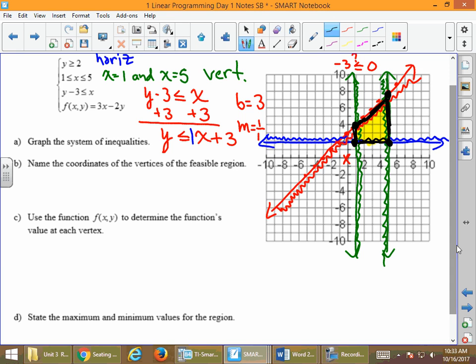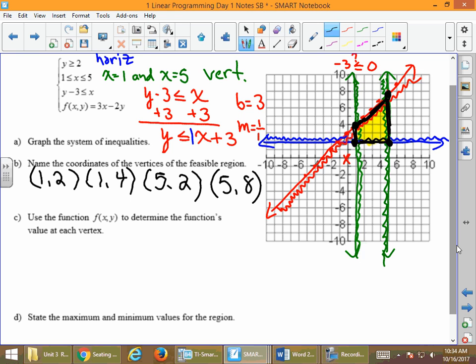And you might have to help me with one of them, but what I can see is I have 1, 2. I think I have 1, 4. 5, 2. And then I think I'm going to go 5, 7. Is that what you have on your paper, those of you using a ruler? 5, 8. Thank you. And again, that's just the downfall of not using a straight edge.